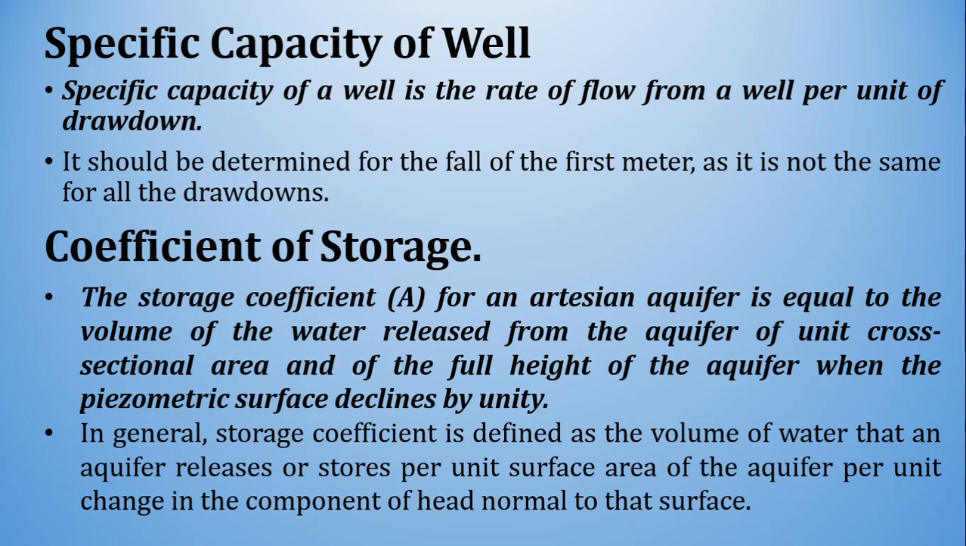Then comes coefficient of storage. The storage coefficient for an artesian aquifer is equal to the volume of water released from the aquifer of unit cross-sectional area of the full height of the aquifer when the piezometric surface declines by unity. In other words, in general, storage coefficient is defined as the volume of water that an aquifer releases or stores per unit surface area of the aquifer per unit change in the component of head normal to that surface. So that is the coefficient of storage.